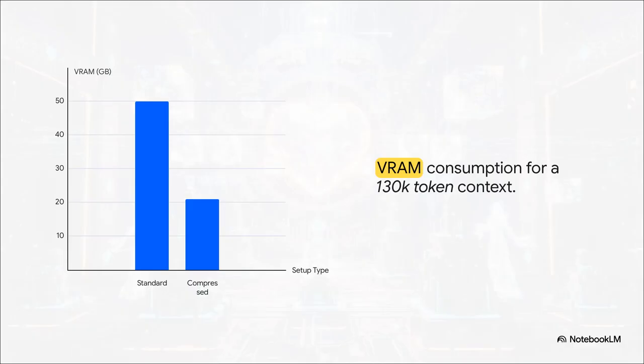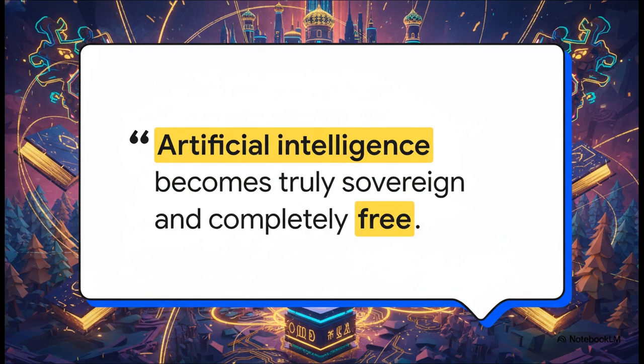This brings us to the breathtaking climax of our explainer. We set a massive context of 130,000 words. Without the algorithm, we would need 50 gigabytes of memory. A normal video card would instantly give a critical error and crash completely. But with the sheer power of compression, the cache takes less than 2 gigabytes. This keeps the total memory consumption at just 21 gigabytes. The impossible becomes a beautiful reality right on ordinary consumer hardware. Ultimately, artificial intelligence becomes truly sovereign and completely free.